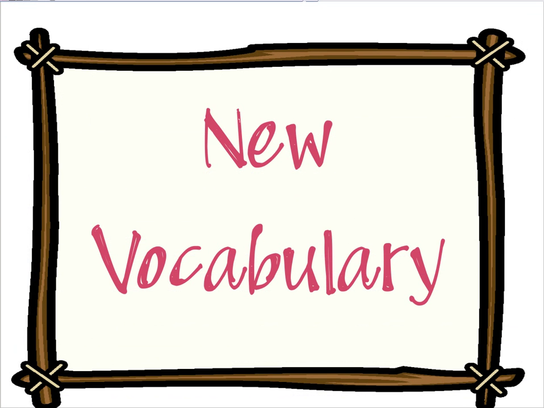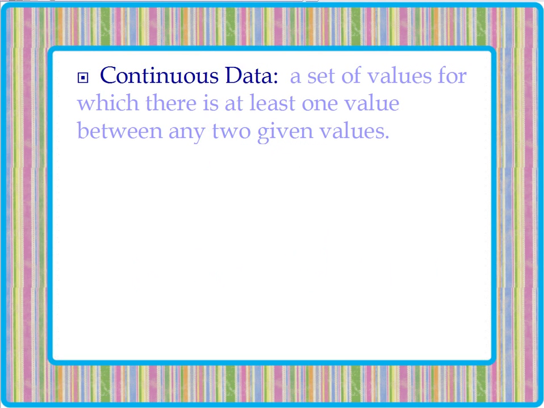So now we're on to new vocabulary. Our first new vocabulary for the unit is continuous data. Continuous data, the definition is a little confusing. It's a set of values for which there's at least one value in between any other two given values.